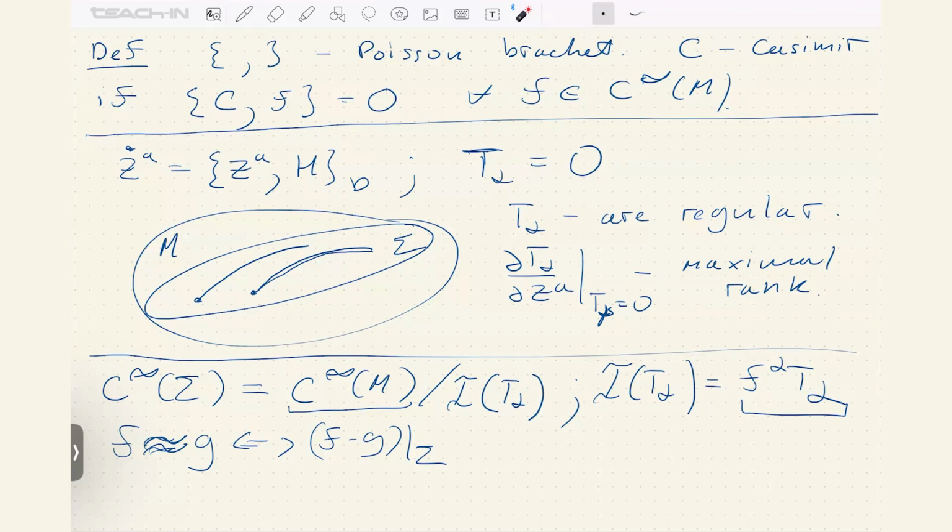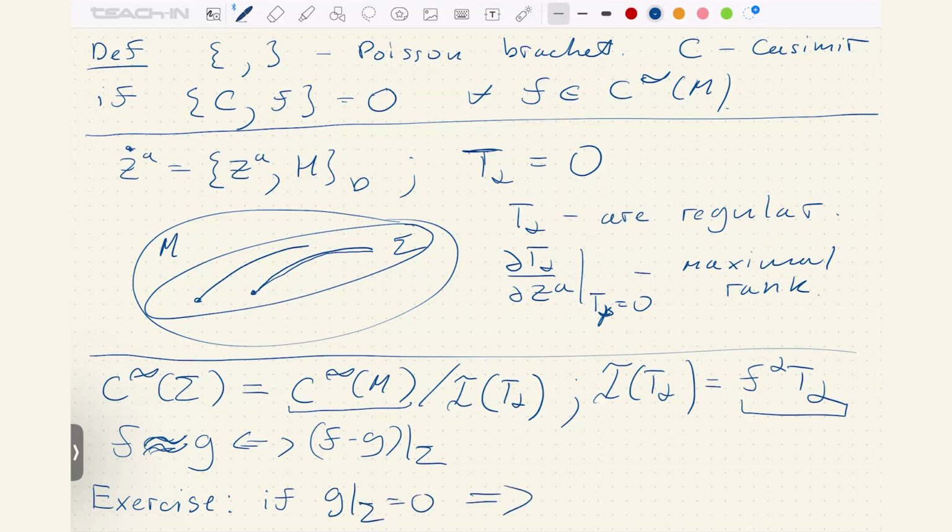But if we have a generic function vanishing on sigma, can it necessarily be represented as a function proportional to T alpha? In fact, it can. And let me formulate this as an exercise, and I'll give a hint how to do it. Exercise: show that if for instance F on sigma equals zero, it follows that F equals F alpha T alpha for some functions F alpha. This is only true if T alpha are regular constraints, so they can be taken as part of a coordinate system.